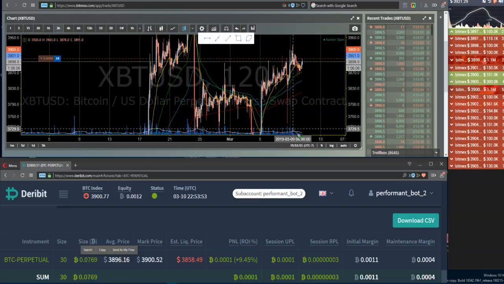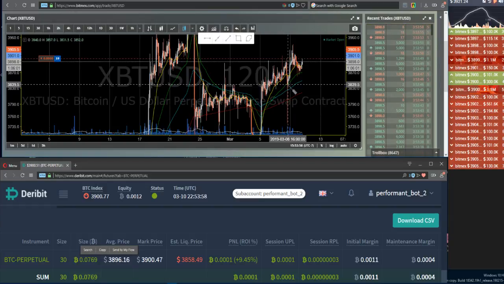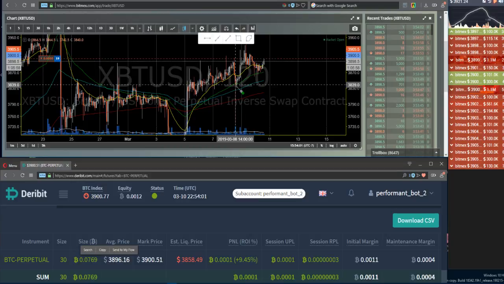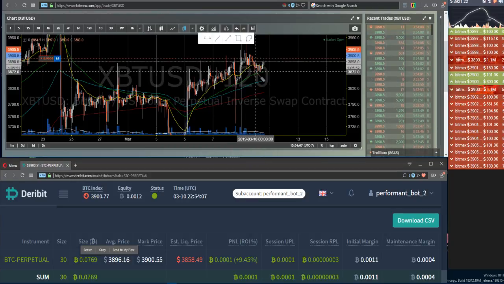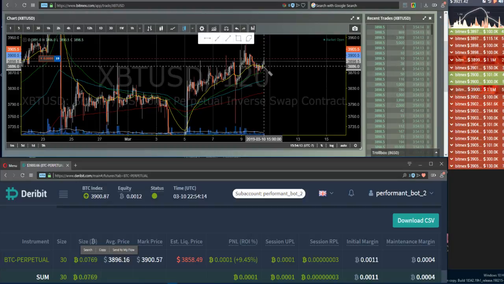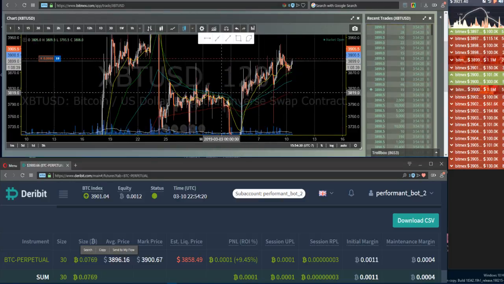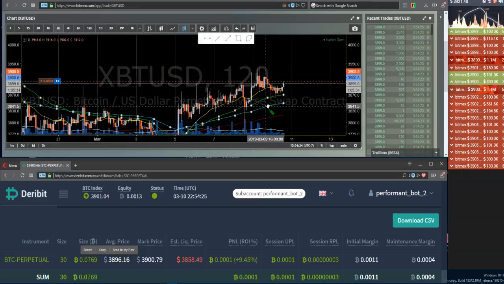So we just had our rejection to the downside 2 days ago. And we're staying above this green. Now we're staying above the yellow, pretty much. It's a good sign. These look like pretty good things.